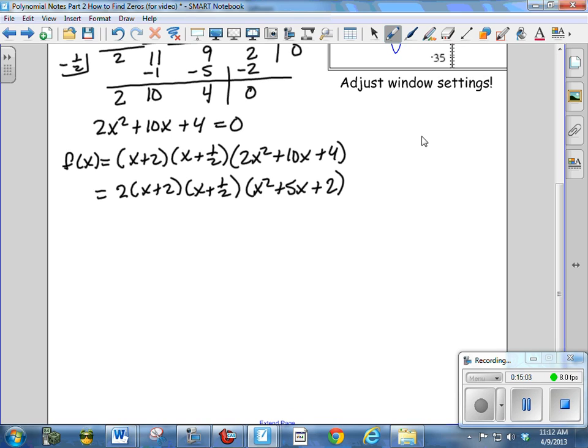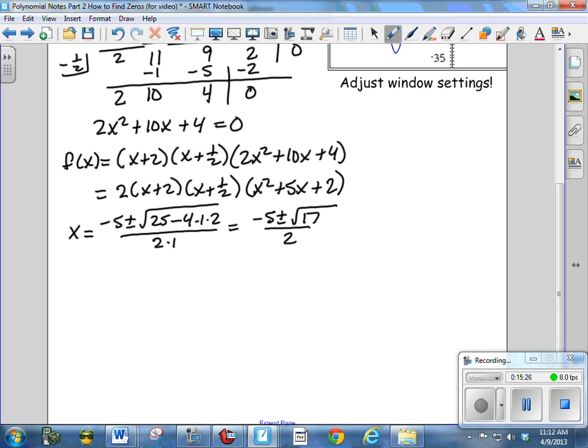Using the quadratic formula, x equals negative b plus or minus the square root of b squared minus 4ac all over 2a. Don't you love to hear me sing? It probably makes your day, doesn't it? Negative 5 plus or minus the square root of 25 minus 8. 25 minus 8 is 17 all over 2. Not a nice number, but not an imaginary number. So our other two roots are negative 5 halves plus the square root of 17 over 2 and negative 5 halves minus the square root of 17 over 2.